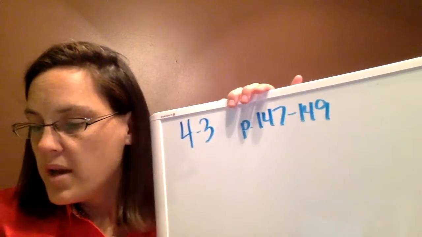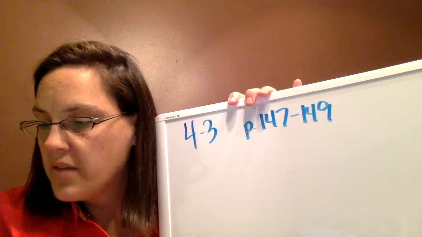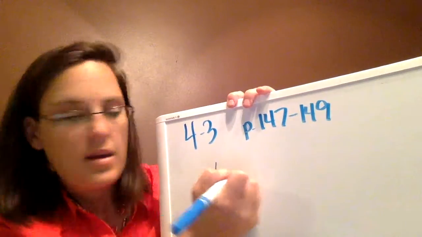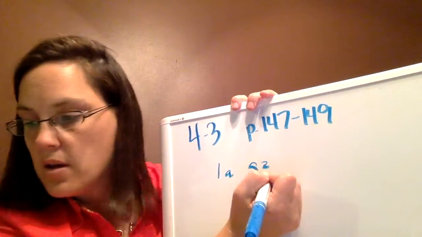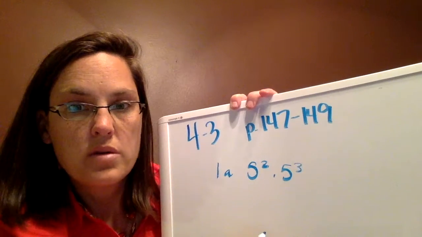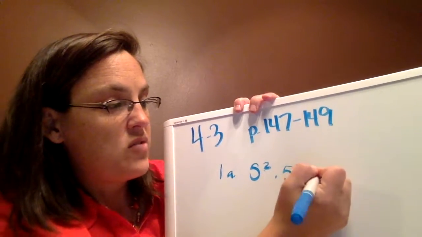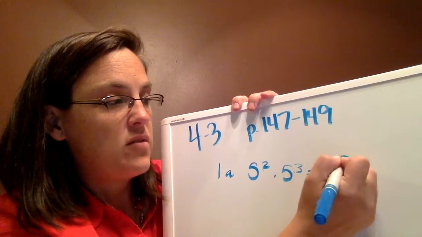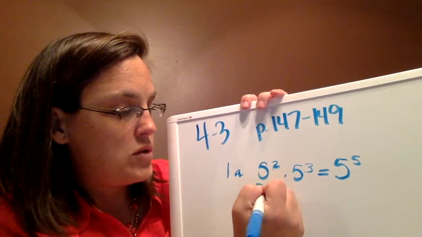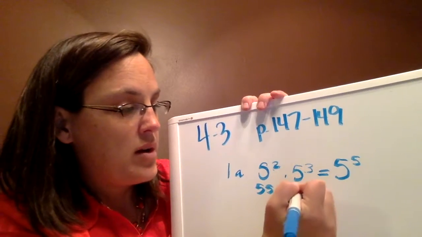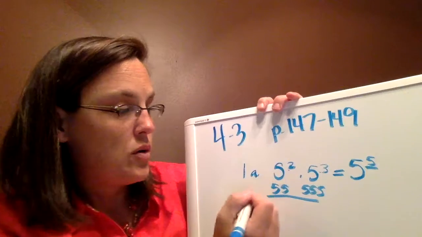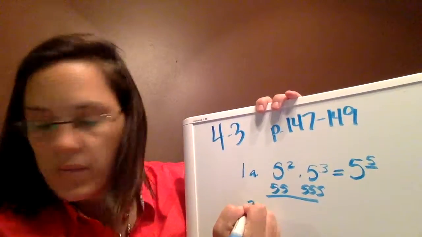So example 1 at the bottom of page 147 asks us to look at 5 squared times 5 to the third. Now if you just want to remember rules and say 2 plus 3 is 5, the answer is 5 to the 5th power. But it's just not some made up rule. It's because if you wrote out 2 5s, and you wrote out another 3 5s, there would be a total of 5 5s. So 1a, 5 to the 5th.